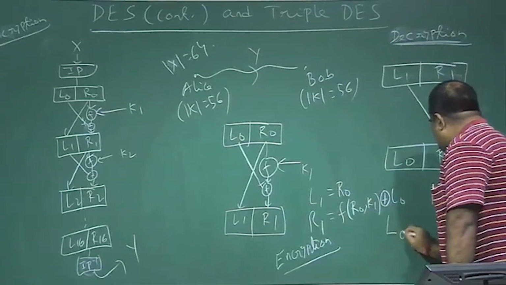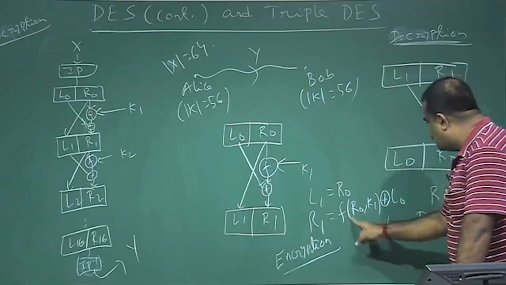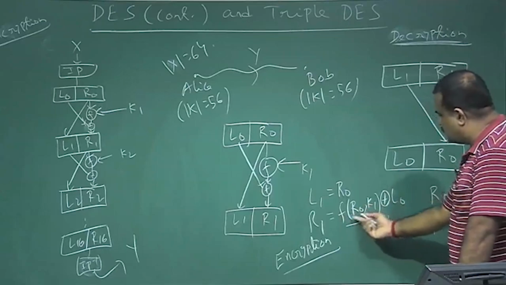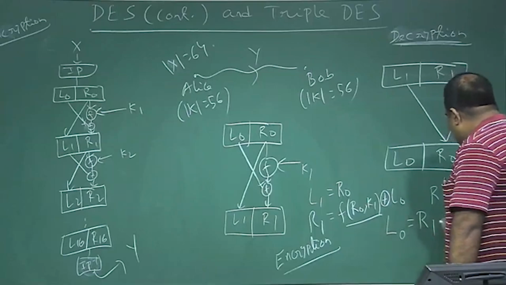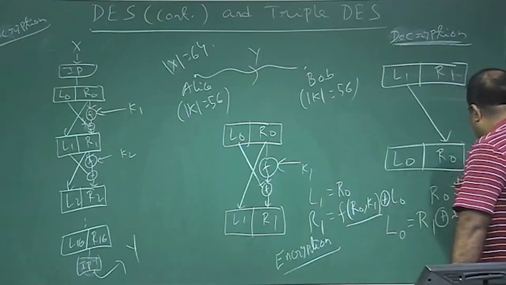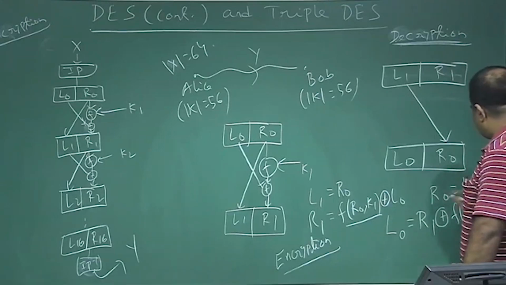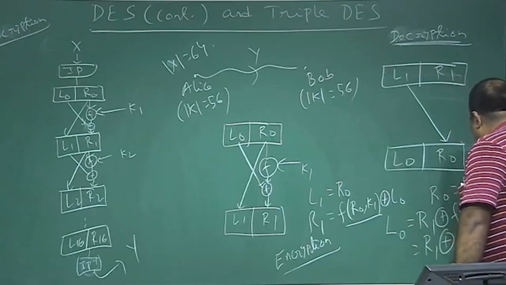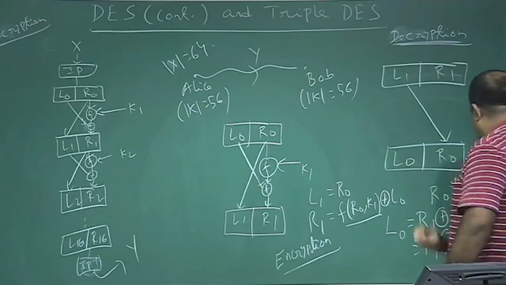So L0 is basically what? L0 is R1, if we XOR both sides with f of this quantity, then the XOR of this and this will cancel out. So basically we have R1 XOR with f of R0, K1. What is R0? R0 is nothing but L1. So this is basically R1 XOR with f of L1, K1, that is it.